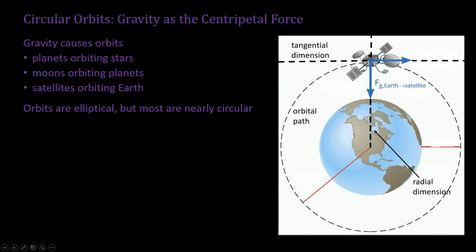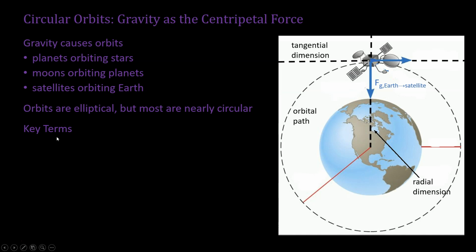Now, I want to point out orbits are elliptical, but most are nearly circular. So we're going to treat this satellite orbit as being perfectly circular. Also, just as a point of information, while Earth's orbit around the Sun is elliptical, it is nearly circular. In fact, if you looked at the Earth's orbital path drawn to scale, you would think it was a circle. You would not be able to tell that it was elliptical.